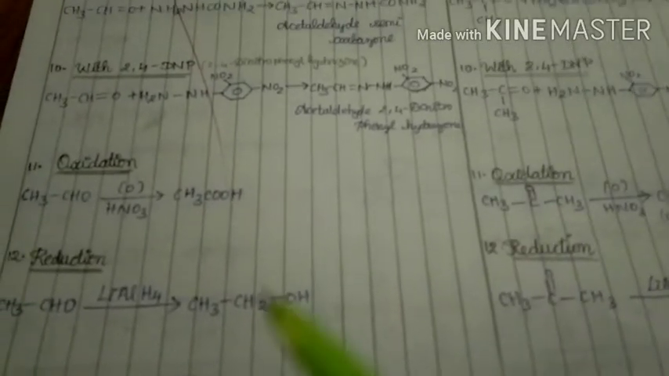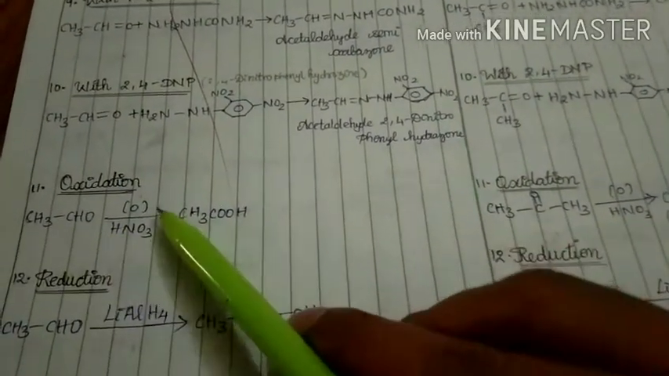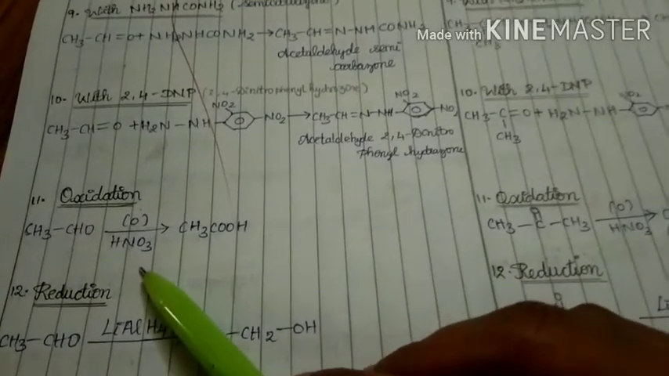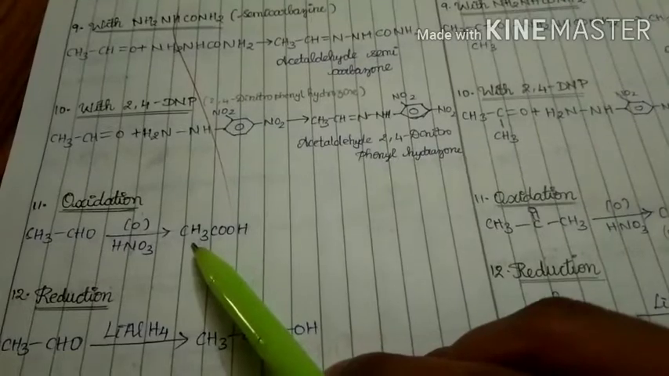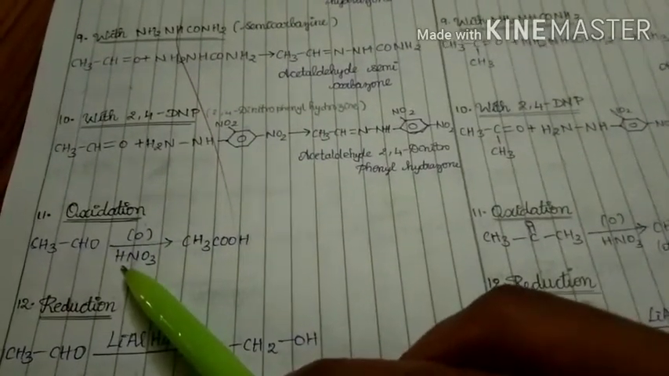Next two reactions in this topic is oxidation. Oxidation, that means when acetaldehyde undergoes oxidation in the presence of HNO3, nothing but nitric acid, then we get which one? Acetic acid. Here you have to observe one point, that is what?